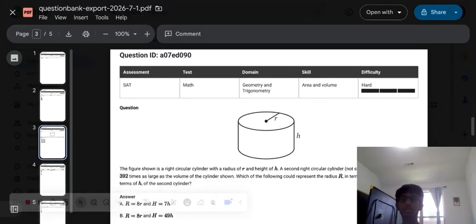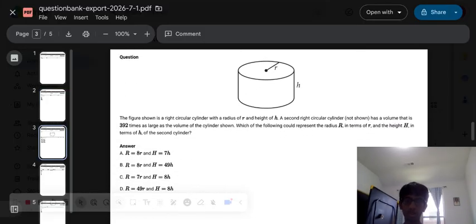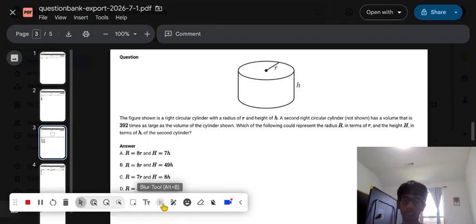Anyways, moving on to our third question. It says, the figure shown is a right circular cylinder with a radius r and a height of h. A second right circular cylinder, not shown, has a volume that is 392 times as large as the volume of the cylinder shown. Which of the following could represent the radius and the height h for the second cylinder? Okay, so what do we know?